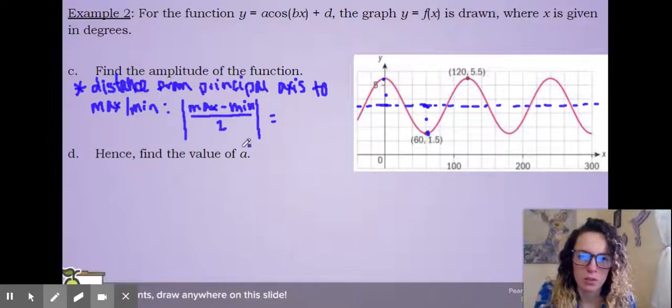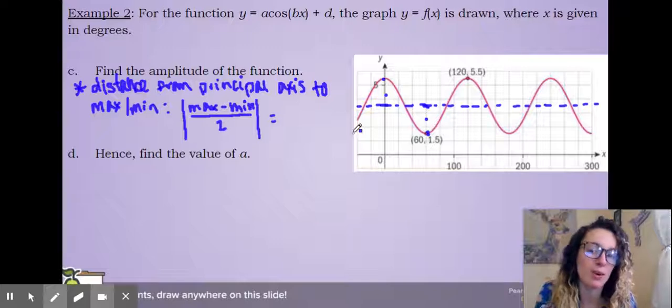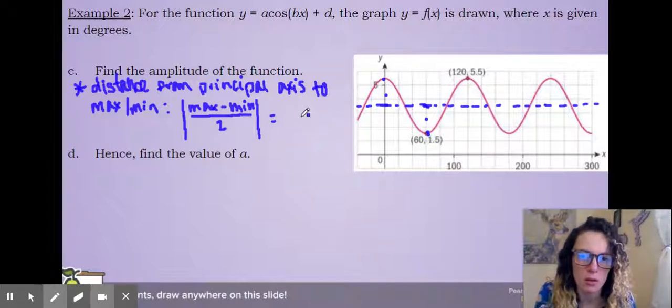And so if you wanted to, you could use this formula where you sub in the y value of the max, the y value of the min, like I said, cut it in half. Just remember that we are looking at the absolute value of that, especially if you switch the min and the max. It's just to ensure that it doesn't matter which order, but it also gives us a positive value. But either way, you should get that the amplitude is 2.